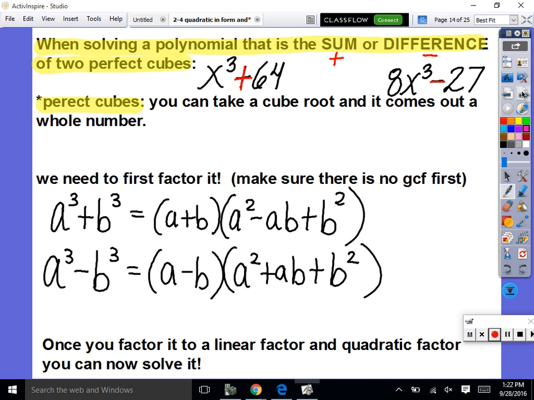Okay, sweet. Okay, last thing. Awesome. You guys are doing so good. So next, before I can teach you how to solve these, I'm going to have to teach you how to factor them appropriately.